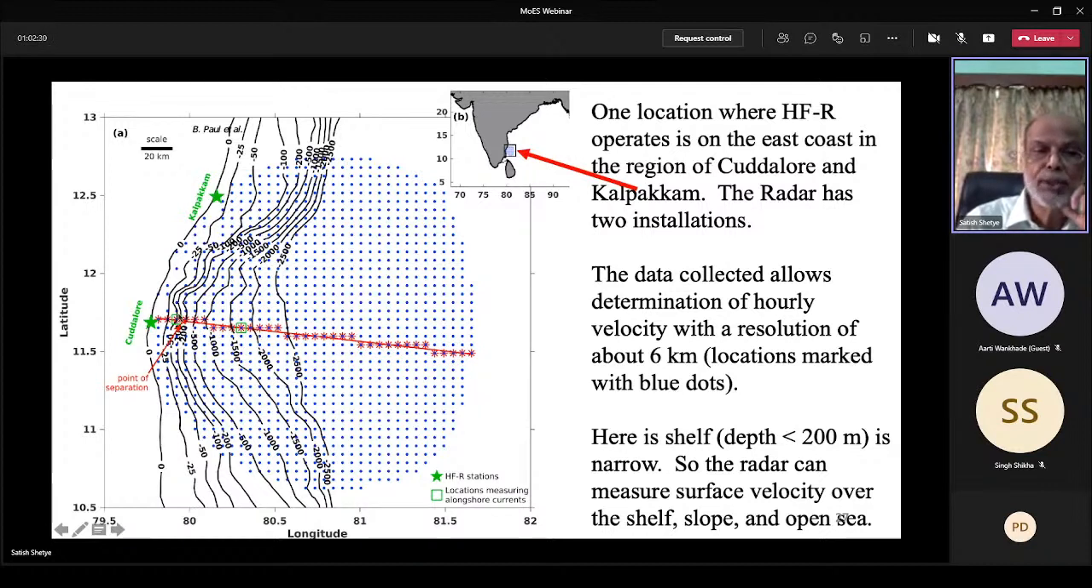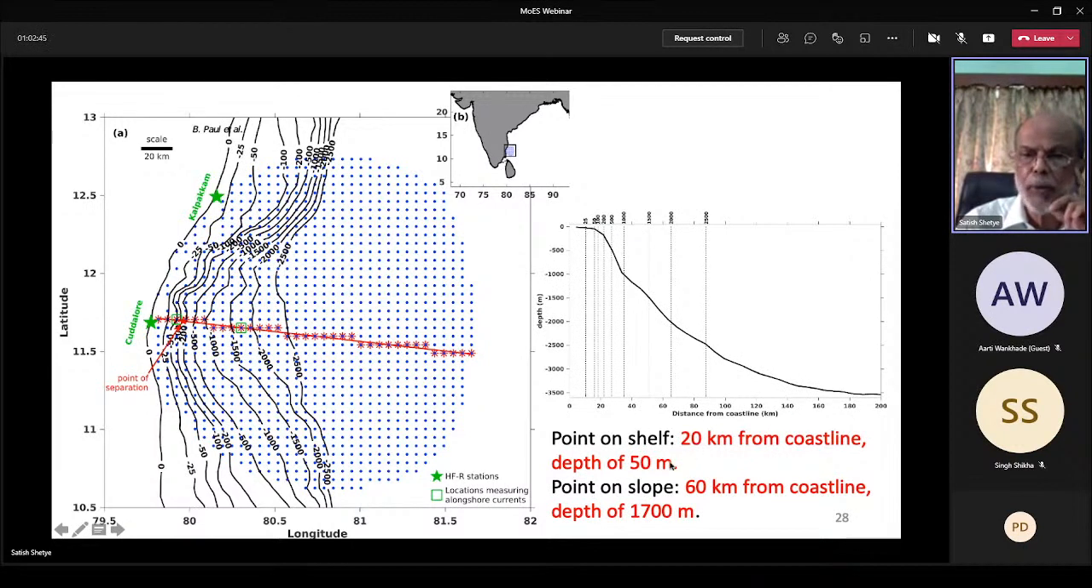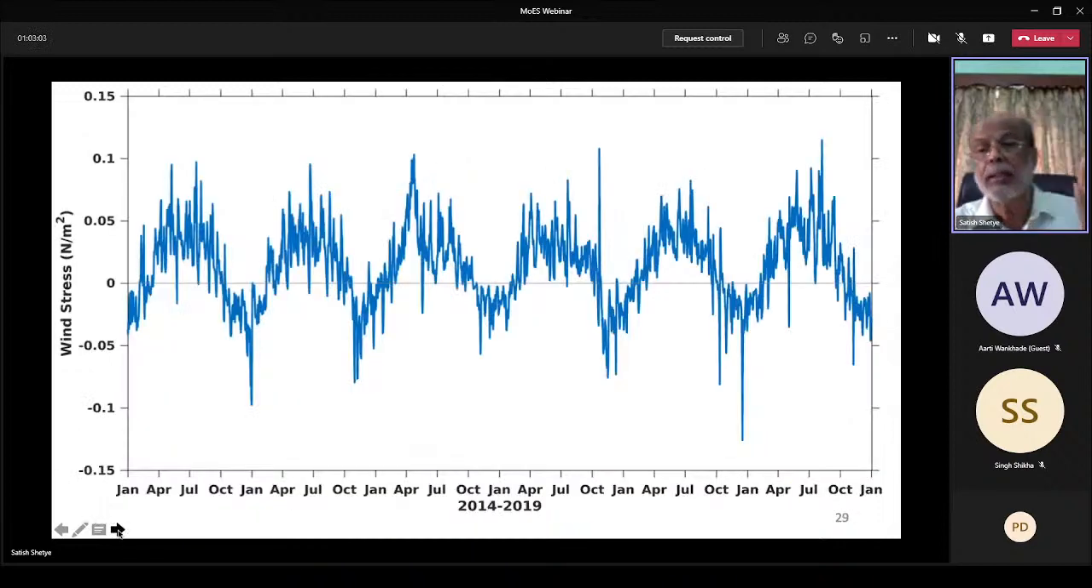The study looked at two such locations, one in approximately 50 meters and the other in, I think, 1700 meters or so. Let's see what it is. Yeah, 1700 meters. So one was 20 kilometers from the coastline at a depth of 50 meters, and the second is 60 kilometers from the coastline, and the depth is 1700 meters. What these data showed, and by the way, this region experiences a very well defined annual cycle in wind stress. So this is the annual cycle. In addition to it, and this data goes from 2014 to 2019.